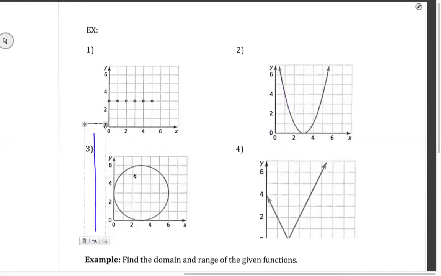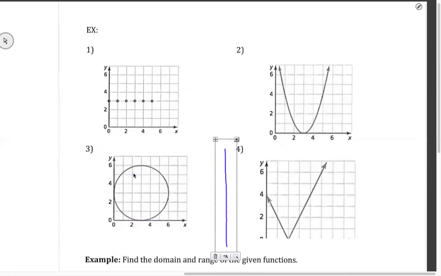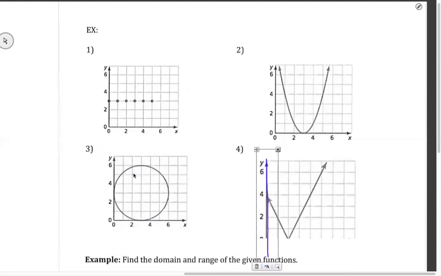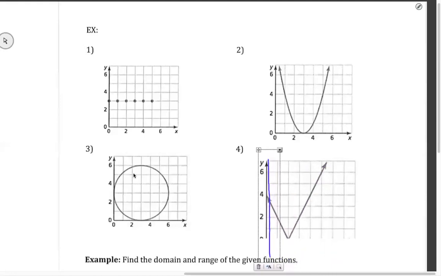Katie, what about number 3? Function or not a function? Not a function, because it touches twice right here. What about number 4, Grace? Not a function? Why? Where does it touch twice? Oh, wait. It's a function. It only touches once.